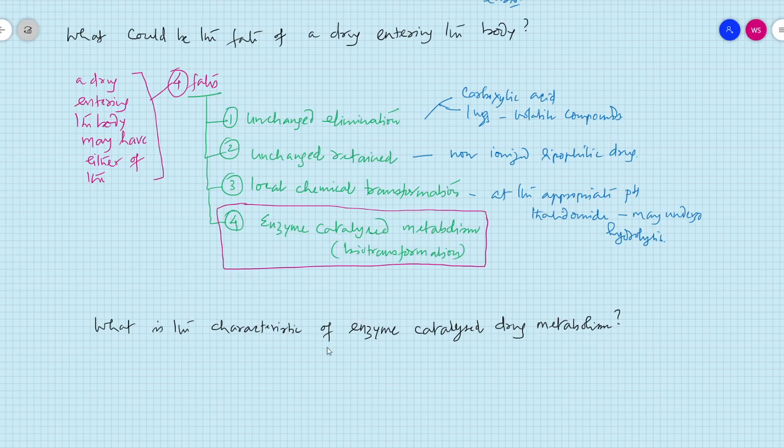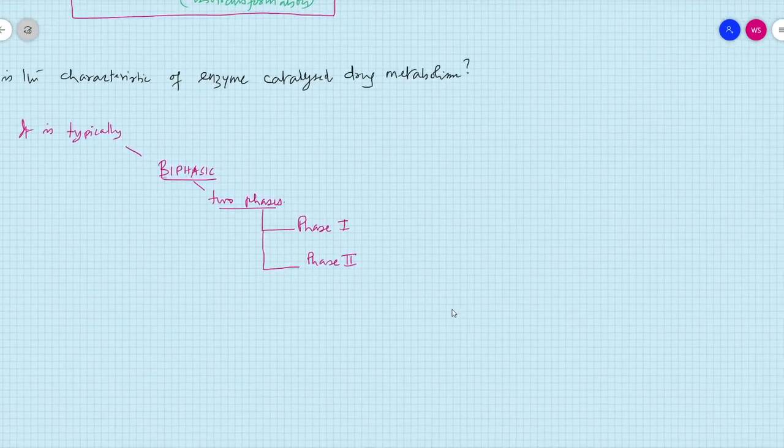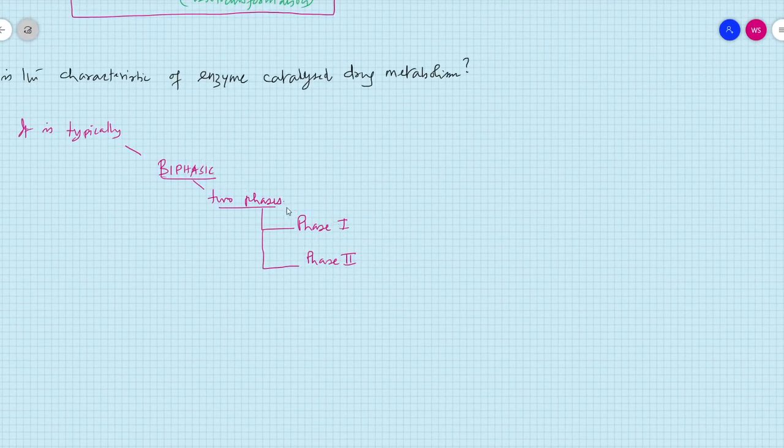Okay, so what's the characteristic because of which we are so concerned? So enzyme-catalyzed drug metabolism is typically biphasic. By biphasic, we mean there are two phases, and these two phases we call phase one and phase two. There are two phases, phase one and phase two.